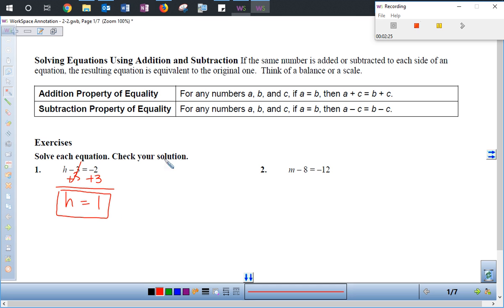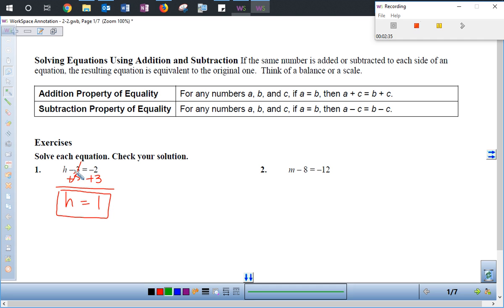However, what they want is they want us to check the solution. So I'm going to show you how to check your solution on this first one, and then we'll talk about what you guys can do for the following problems after that. So what we need to do to check the solution is we need to take that answer that we got for h and substitute it back into our original equation. Now this is really important. Whenever we substitute something back in, we need to put parentheses around it.